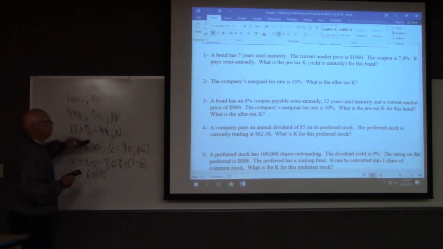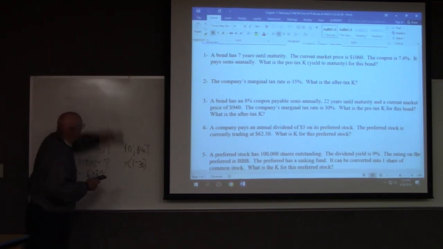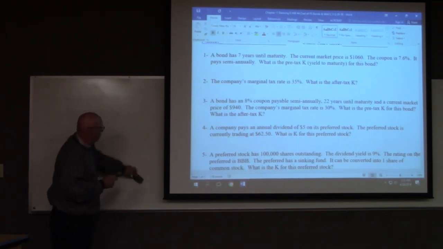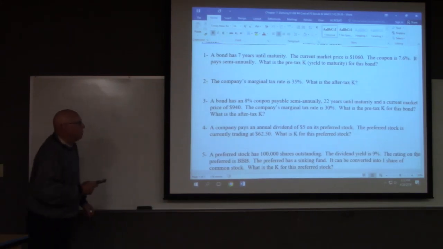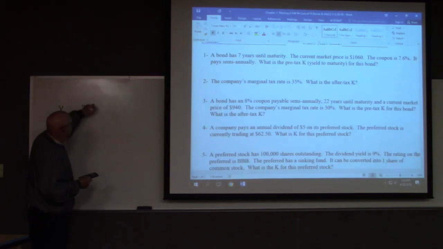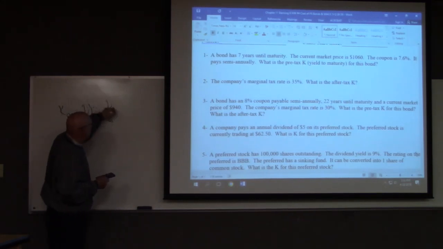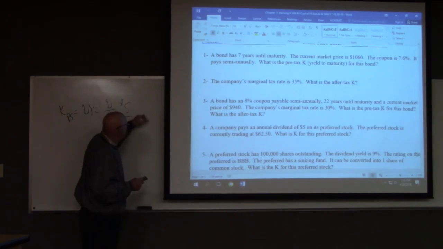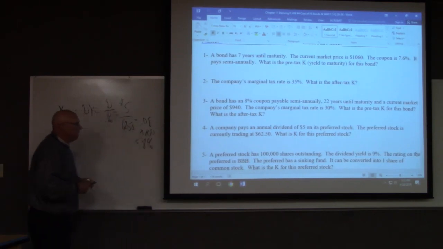All right, let's work number 4. Preferred stock, number 4. All right. Company pays an annual dividend of $5 on its preferred stock. The preferred stock is currently trading at $62.50. What is K? And so KPS is equal to the dividend yield, which is equal to D over P0, which is equal to $5 divided by 62.5. 5 divided by 62.5 is 8%. Times 100, 8%. There you go.